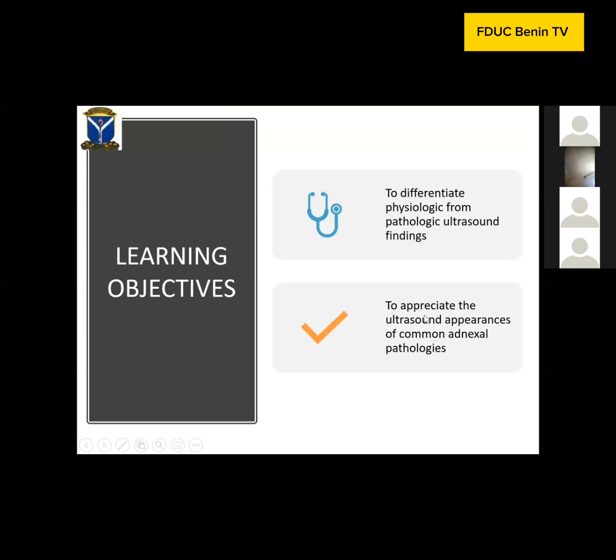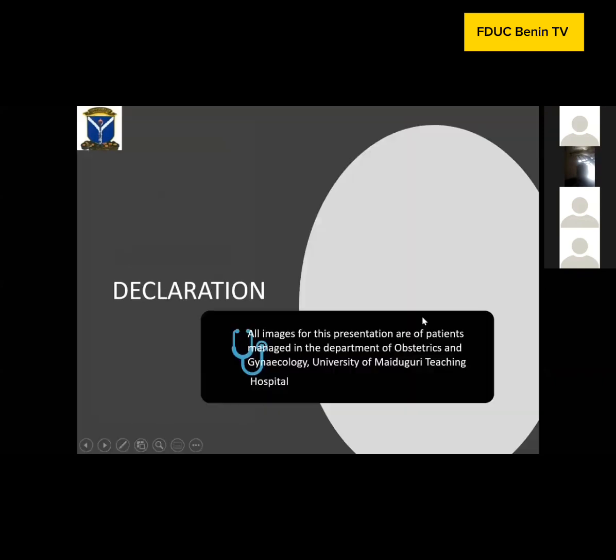The learning objectives for this webinar are for us to be able to confidently differentiate physiologic from pathologic ultrasound scan findings, and most importantly, to use pattern recognition to be able to define the common pathologies seen in the adnexal. All the images for this presentation are cases managed in the Department of Obstetrics and Gynecology of University of Maiduguri Teaching Hospital.